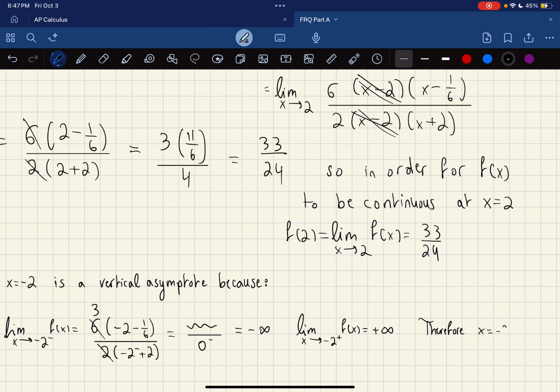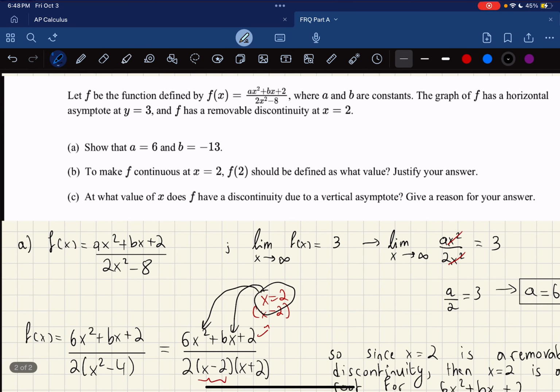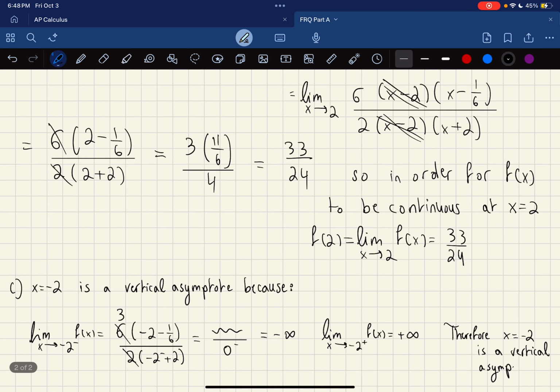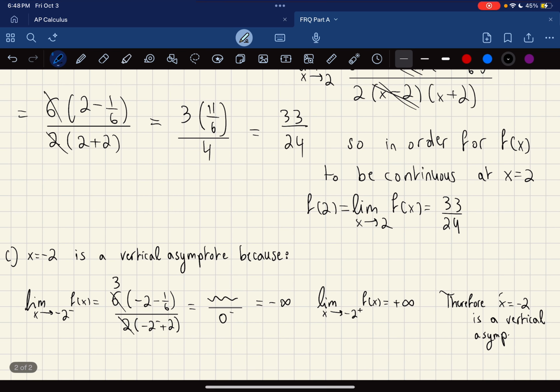x is equal to negative 2 is a vertical asymptote. So to answer their question, at what value of x does f have a discontinuity due to a vertical asymptote? It's at x is equal to negative 2.